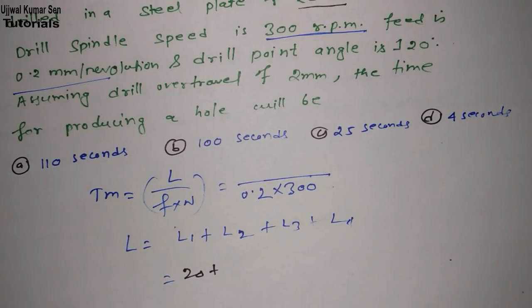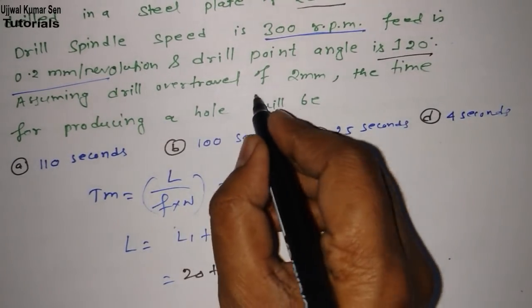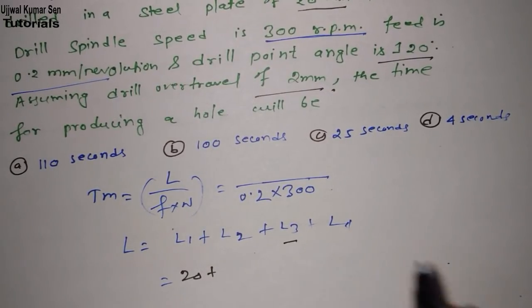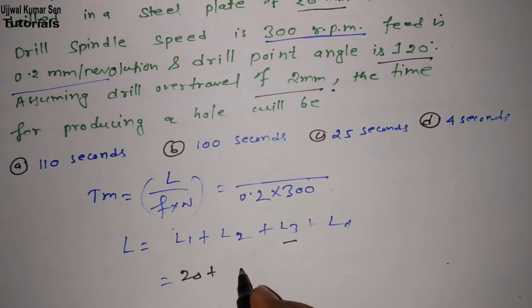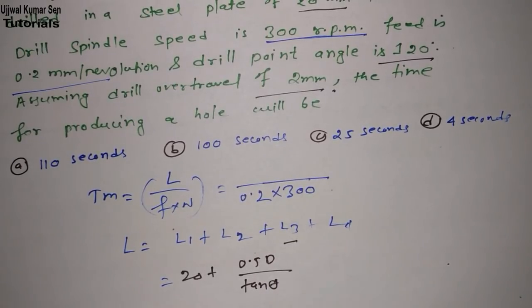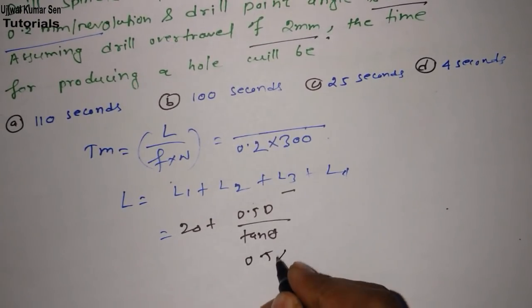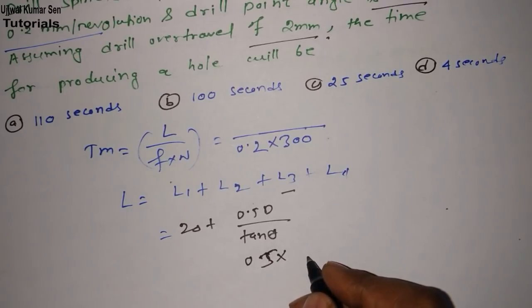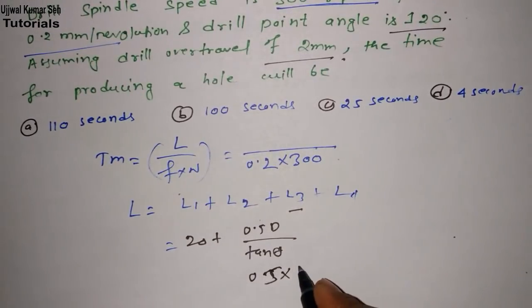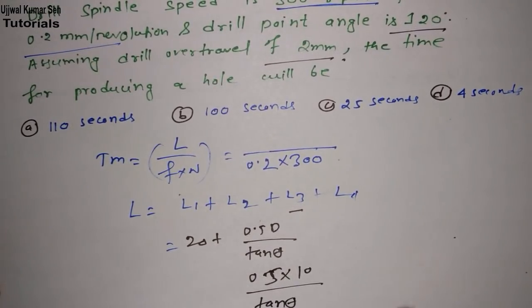Now, is the approach length given anywhere? I don't think so, because only these things are given. Okay, so approach length is not given. Okay, leave it. Now third, they have given this. I have shared with you how to find the length of tip, 0.5d by tan theta. Now 0.5d is how much? D is given, this is 10 mm diameter. Okay, tan theta. What is theta basically?